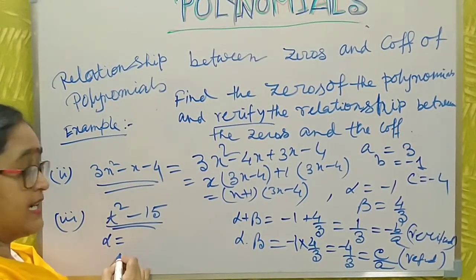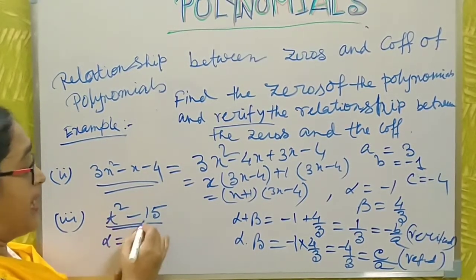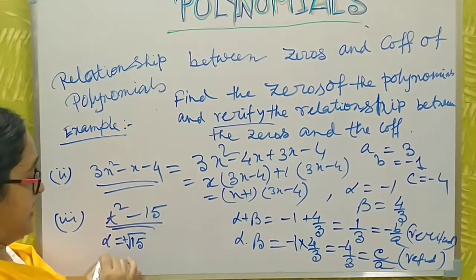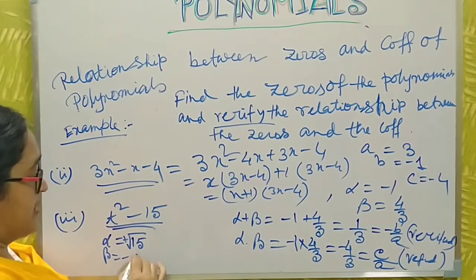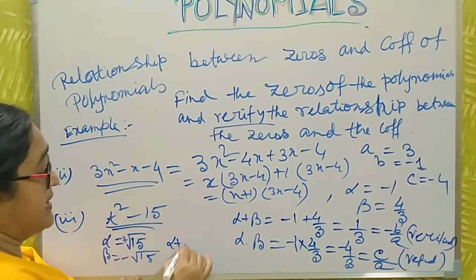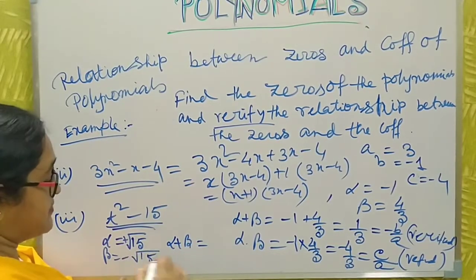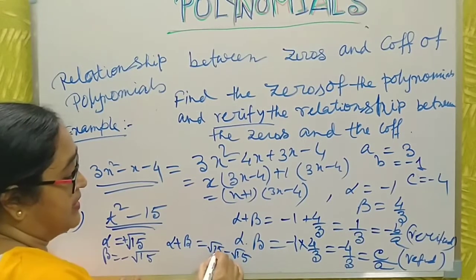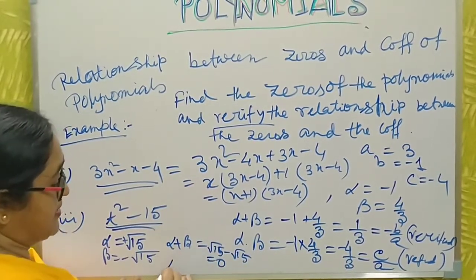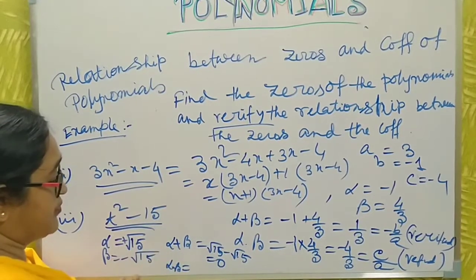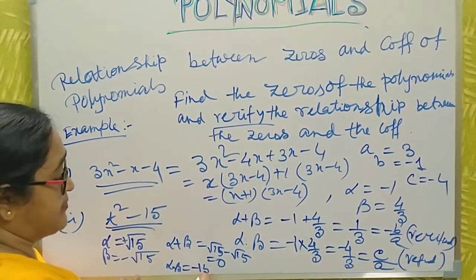Okay, now this one also, just you do this. Then the roots are here: plus under root 15, and another root is minus under root 15. Okay, now you just tally alpha plus beta. Alpha plus beta is what? Plus root 15 minus root 15. This is 0, and alpha into beta is what? Root 15 into root 15 with the minus sign. This is minus 15.